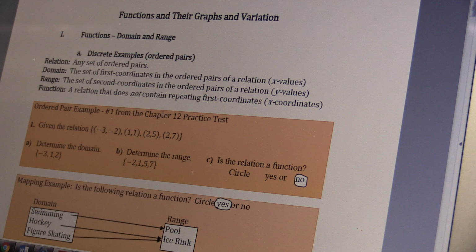with ice rink. So if you were to write those as ordered pairs, swimming, comma, pool, hockey, comma, ice rink, figure skating, comma, ice rink, we would not have any repeating first coordinates. We would have repeating second coordinates, but not first coordinates. So yes, that would be a function.